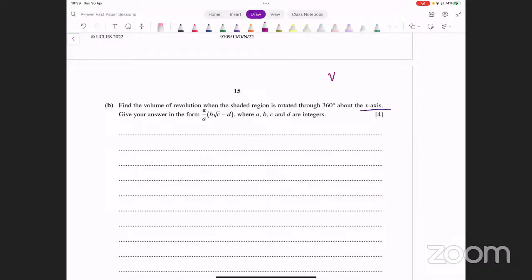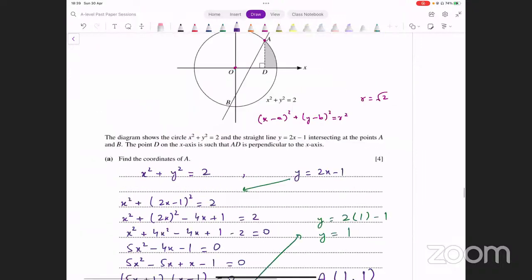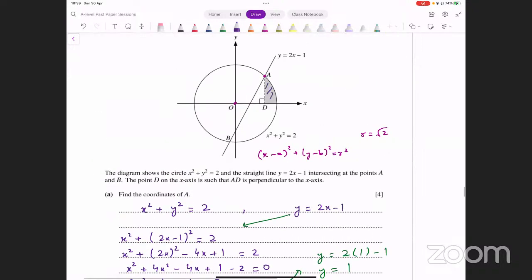About x-axis के rotation का formula हमारे पास क्या है? Vx is equal to pi into integral of y square with respect to x. This is what we need to be using here. Okay, give your answer in this form. Exact form में answer देना है आपको इसी form में आ जाएगा. किसी तरह से हम देखते हैं. Where A, B, C, and D are all integers. We'll figure that out. Now let's go to the diagram and see कि shaded region हमारे पास है क्या. Okay, so this is the shaded region. We need to see कि इसका volume of revolution हमारे पास क्या होता है.